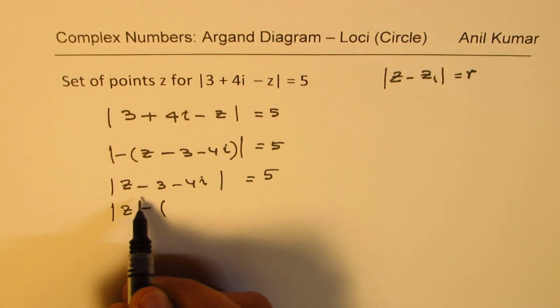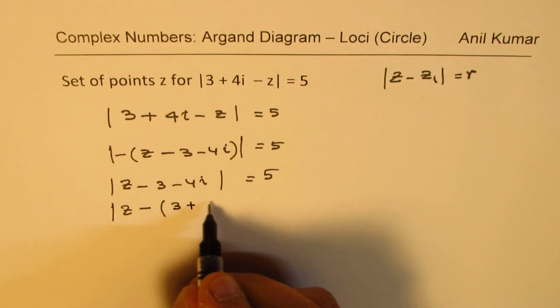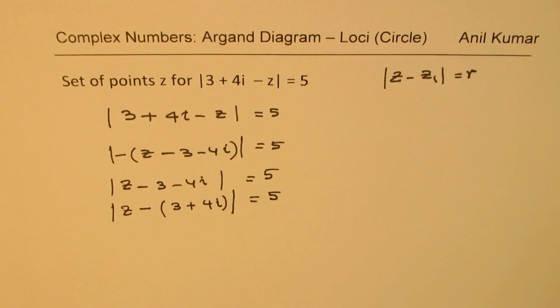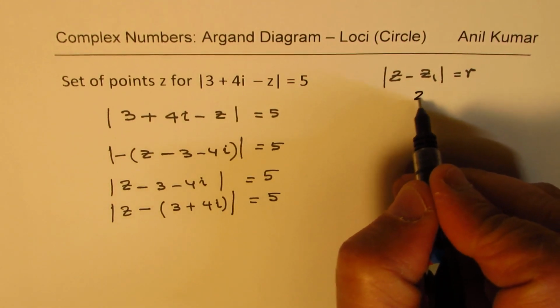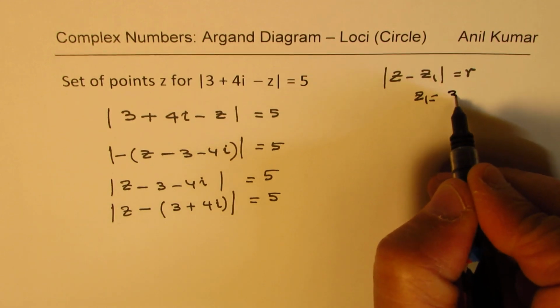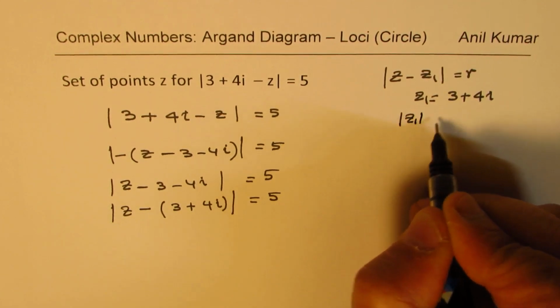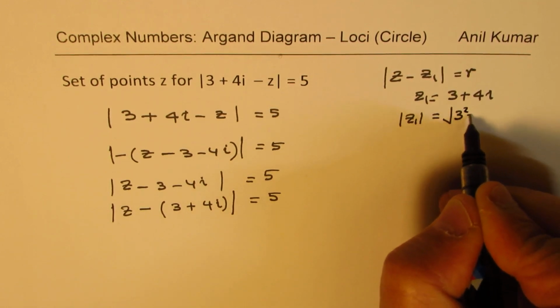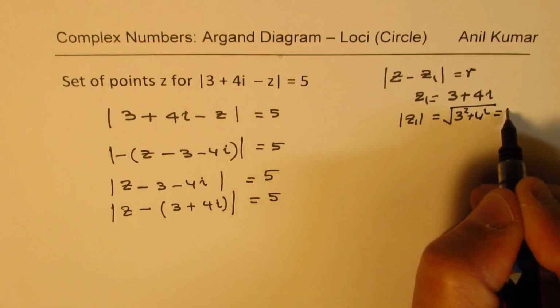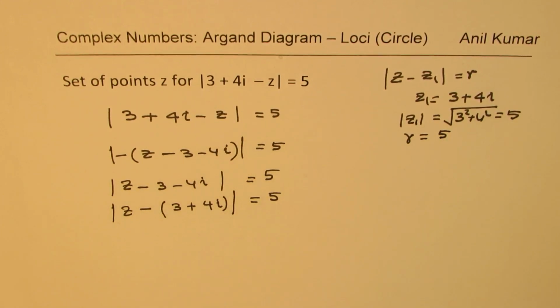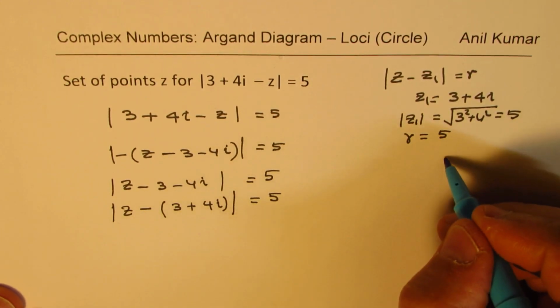So if you factor out the minus, you get 3 + 4i this time inside, equals 5. Here, z1 basically is 3 + 4i. The magnitude of z1 is the square root of 3 squared plus 4 squared, which we know is 5. And the radius r is also 5 units. So you can sketch this.